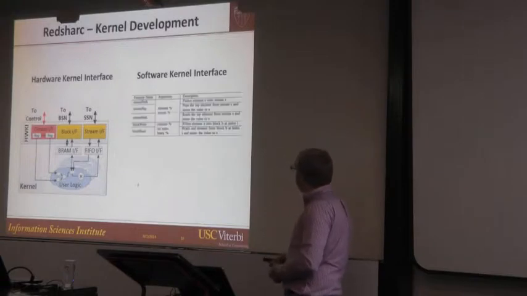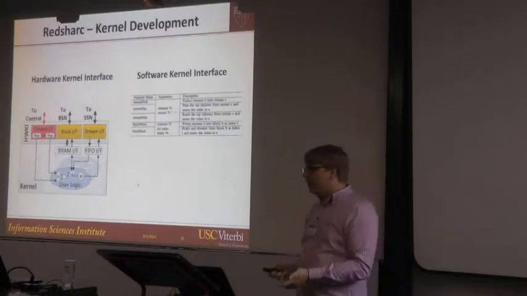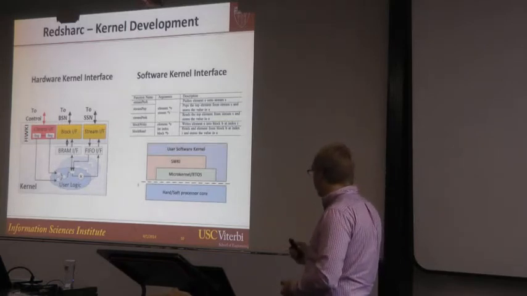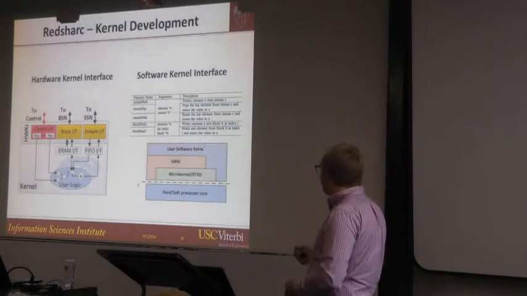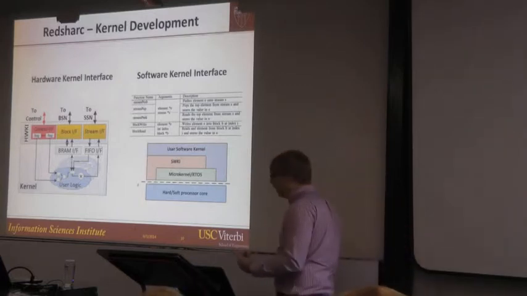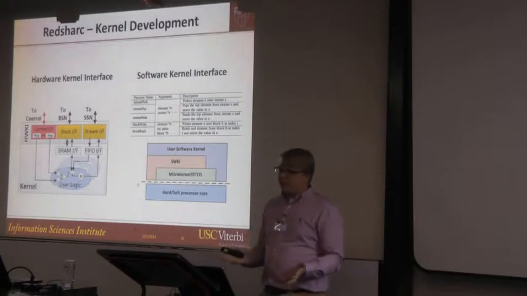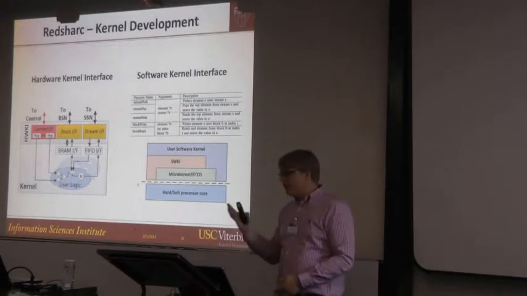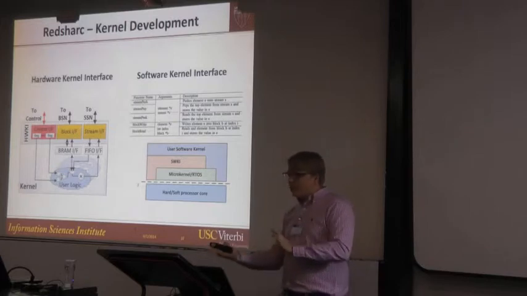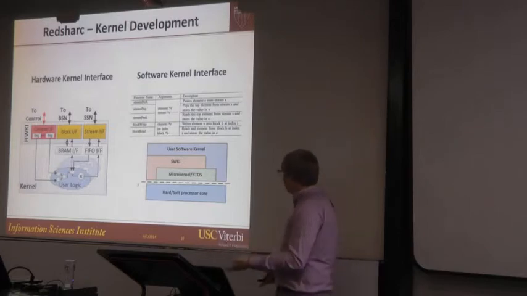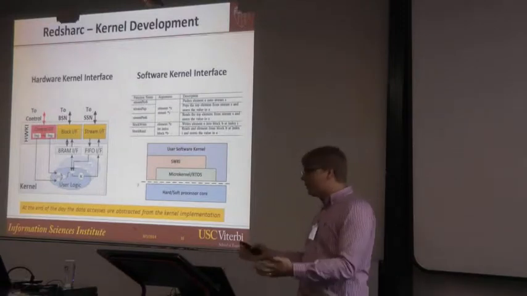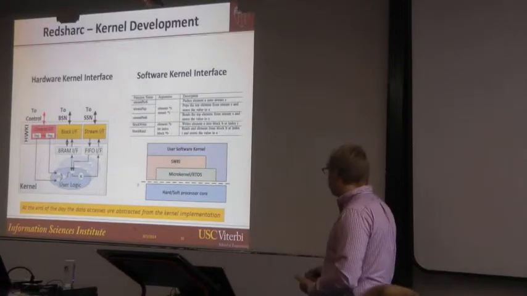Similar for software, we have a library of functions that interface with streams and blocks. The software stack looks like this. You have the user software that uses the software kernel interface that then runs on some microkernel or RTOS. This RTOS just allows us to come in and manage the execution, telling a processor core when to launch a kernel, the duty cycle between two simultaneously running kernels, etc. So at the end of the day, the data accesses are abstracted from the kernel implementation.